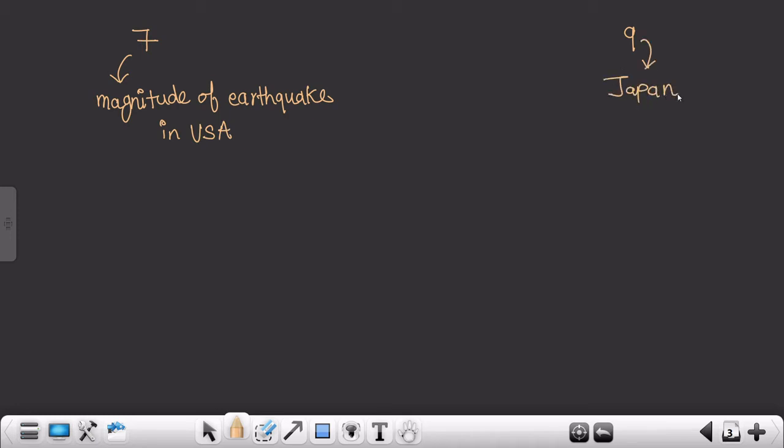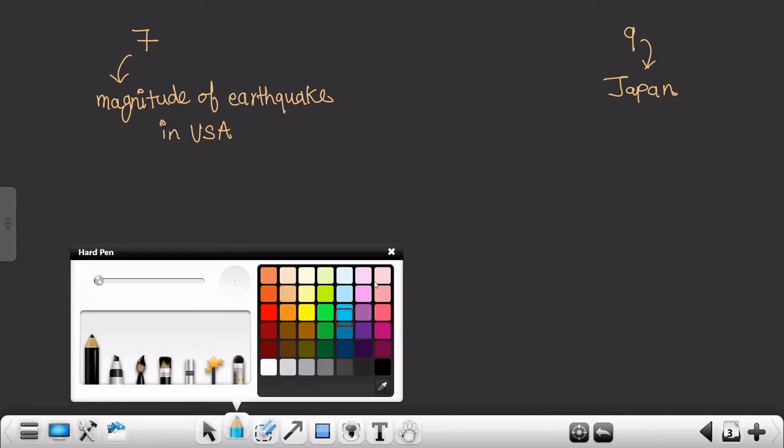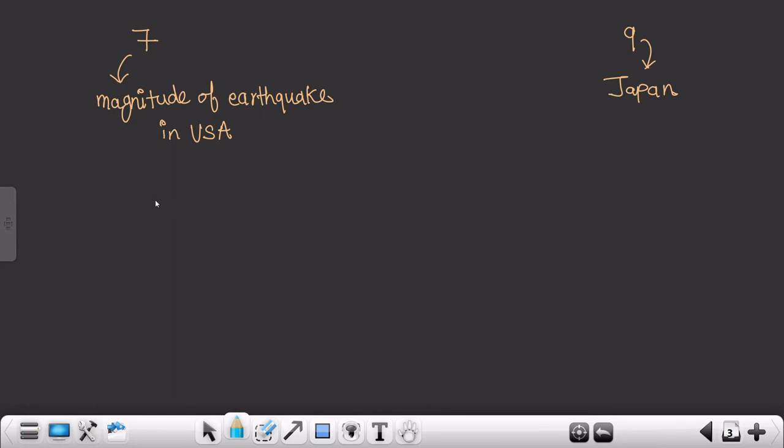Now again you will get confused: okay, I also understood this part, but what is the significance of log here? What if I tell you that this 7 is nothing but 10 raised to 7? Yes, what if I tell you that the value of 7 is 10 raised to 7, and here the value of 9 is 10 raised to 9?